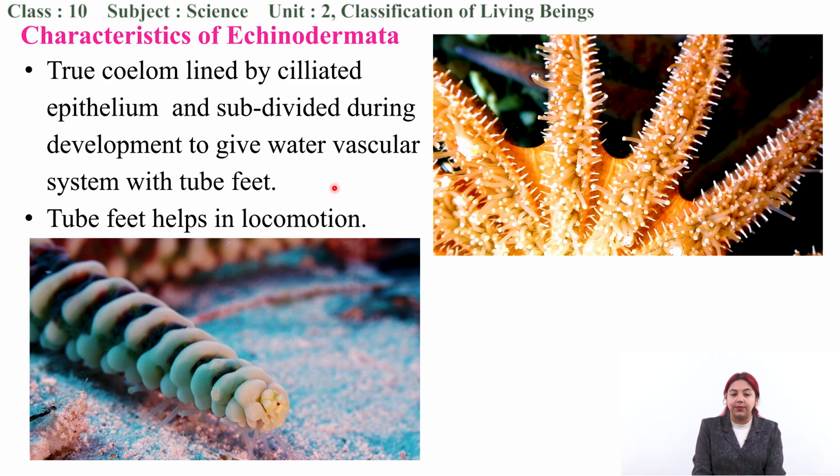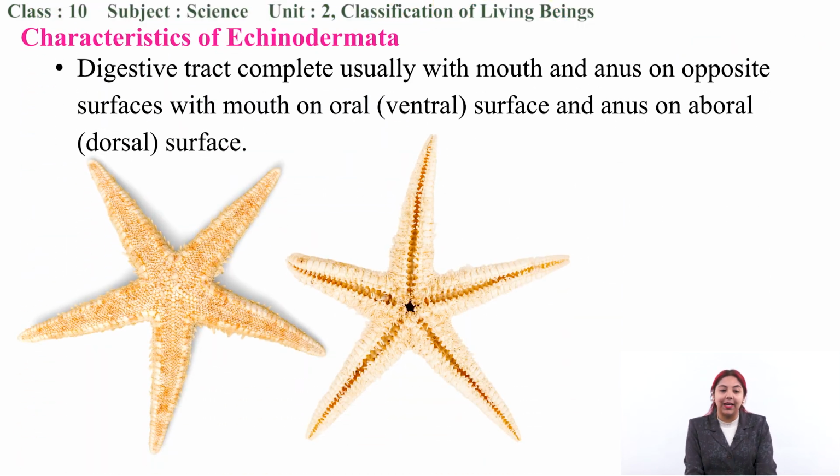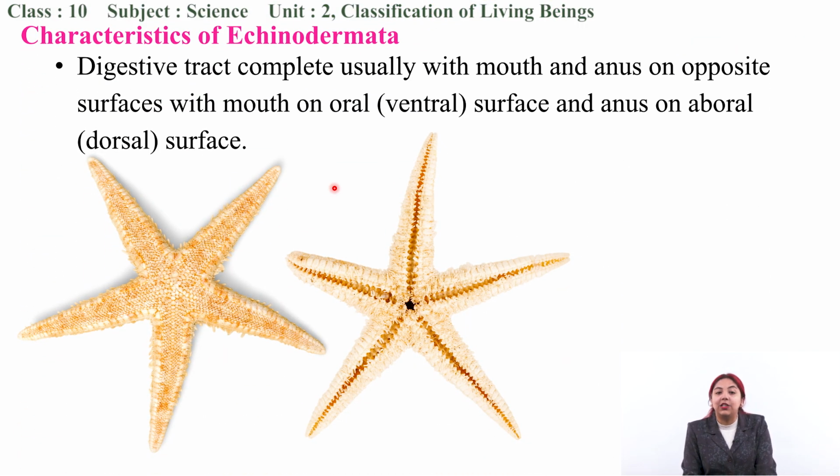Tube feet help in locomotion, I have already explained this. Now, another characteristic is that their digestive tract is complete. A complete digestive tract means it has both mouth and anus. But in echinoderms, the mouth and the anus open on opposite surfaces. You can see that the surface in which the mouth is present is the ventral side.